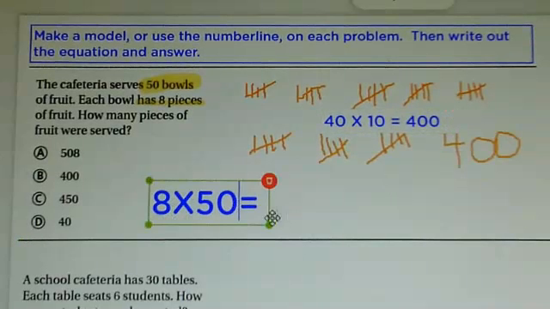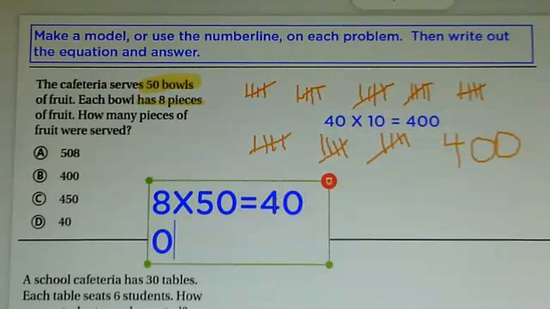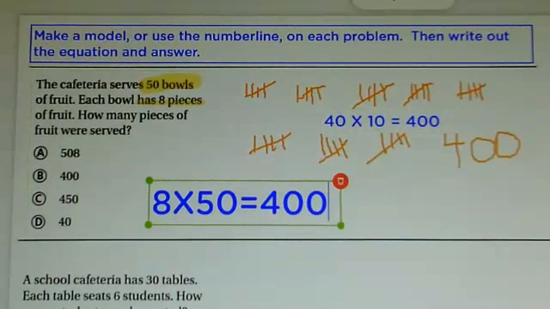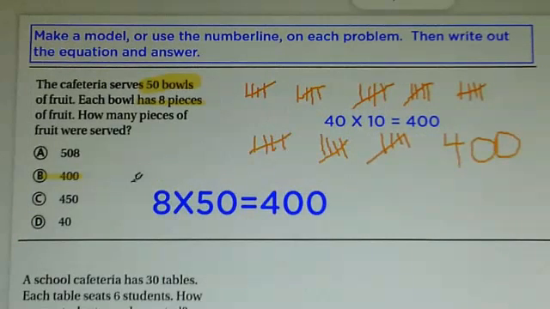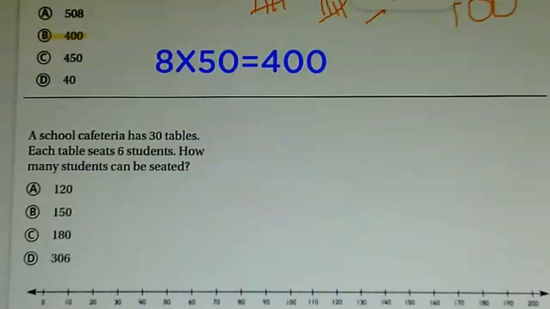So my answer down here is going to be 400. Okay, which means that I would actually mark this one for my answer. So 8 pieces of fruit and 50 bowls is 400 pieces of fruit. Next up, look, there's a number line. We're going to use the number line. I'm going to get my highlighter working because I know I'm going to use it.